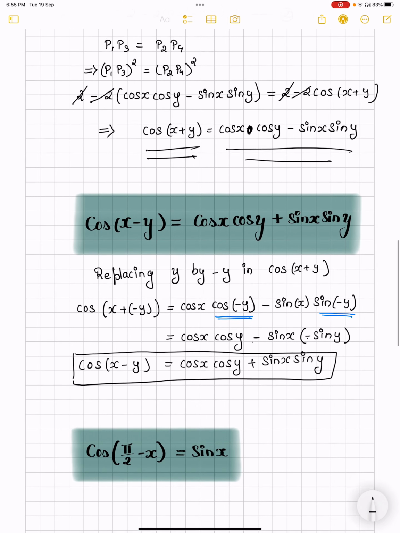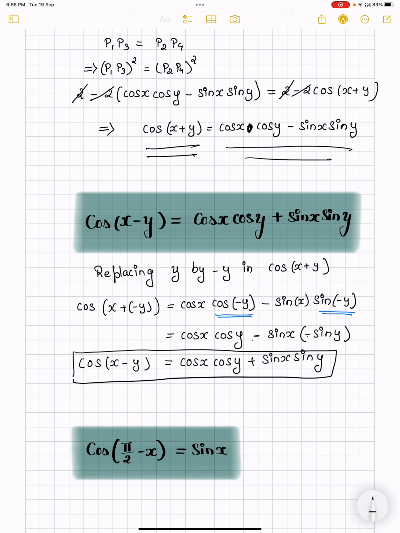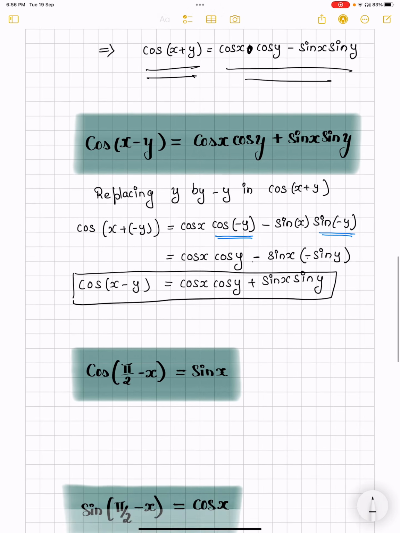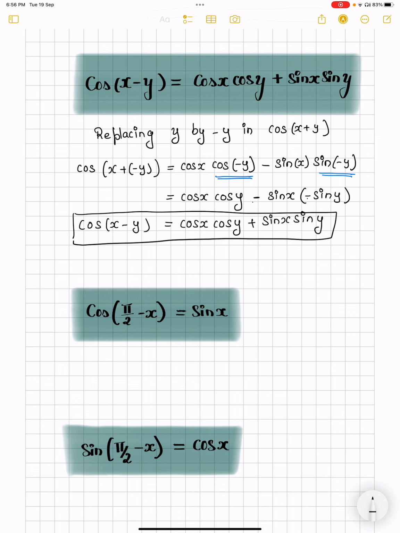Now the next one: before going to the sum and difference formulas for sine of x plus y and sine of x minus y, we are going to look into complementary formulas. When we say that it's a complement, supplement means 180 and complement means 90 degrees. Now see here, we have cos of 90 minus x.